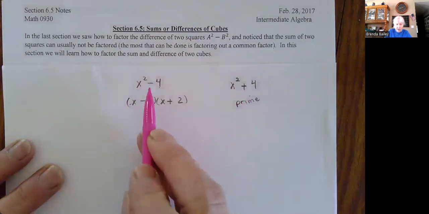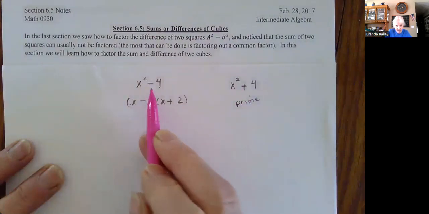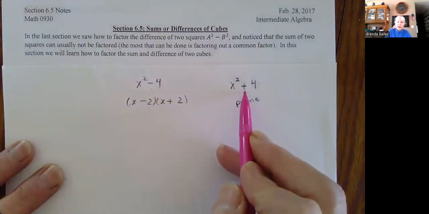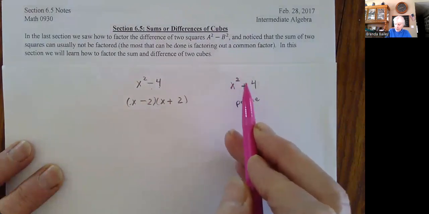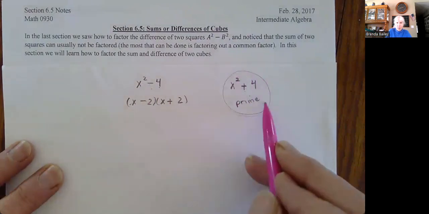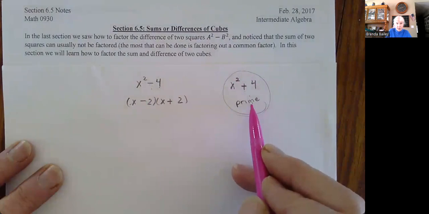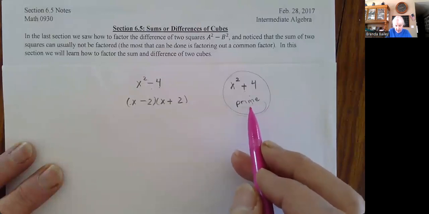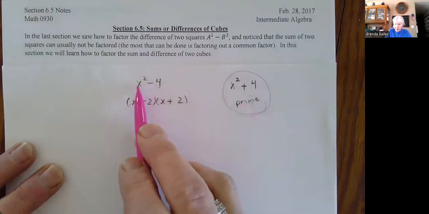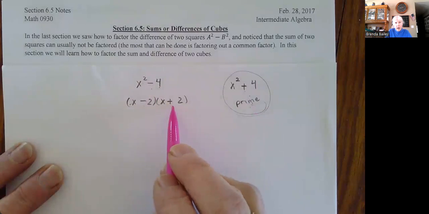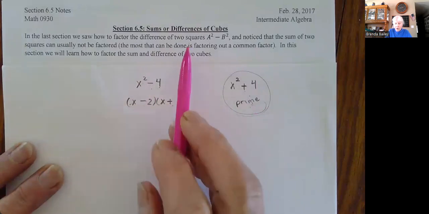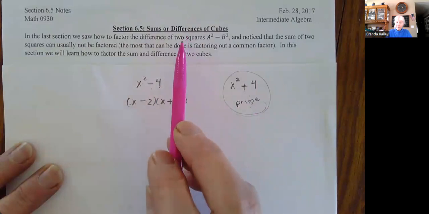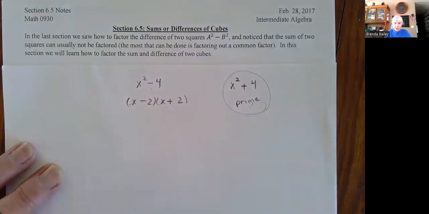So we have a difference of two squares and a sum of two squares. And this one, we don't factor this one right here. We wait until we get into imaginary numbers in order to solve something like this. But a difference of two squares was possible. Well, when we have a difference of two cubes, we have formulas to follow in order to factor those.